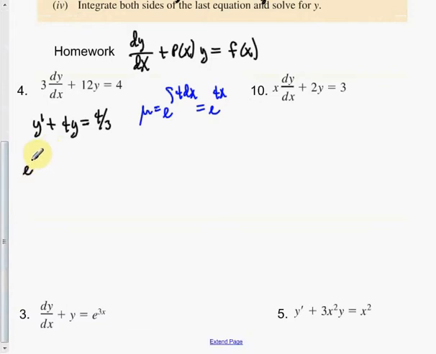So this is e to the 4x times y prime. You know that y prime is dy over dx. I just like to write y prime because it's shorter. Plus 4 times e to the 4x times y is equal to 4 over 3 times e to the 4x.